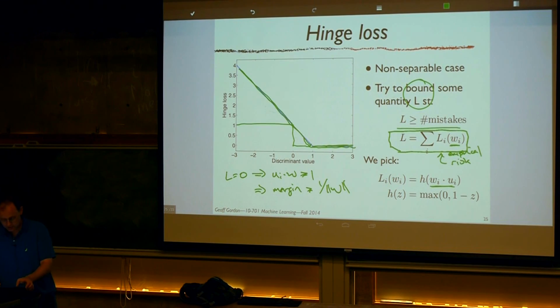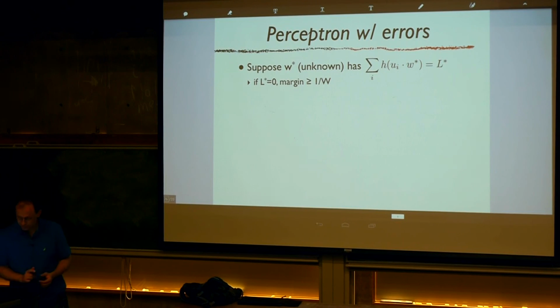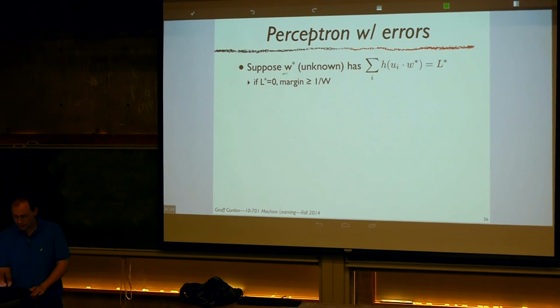Let us see if we can analyze this. Now we're going to suppose that some unknown optimal weight vector W star has not a perfect linear separation, but linear separation with some errors, but with a margin. That's what this means. This means we have margin 1 over the norm of W star, except for a few errors.